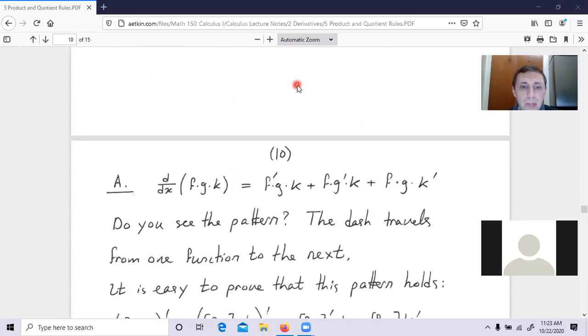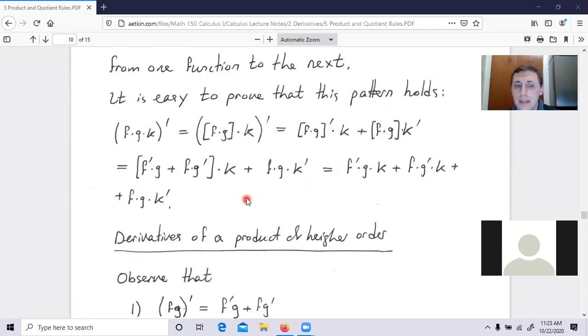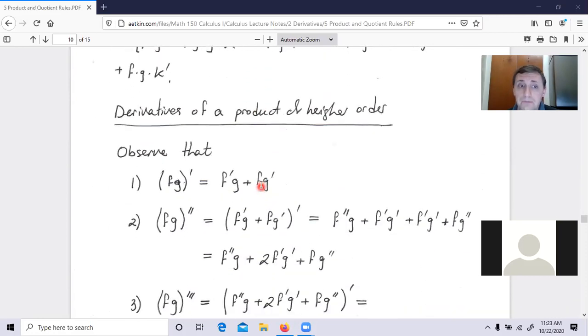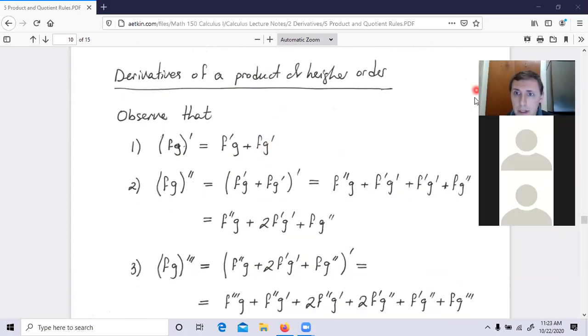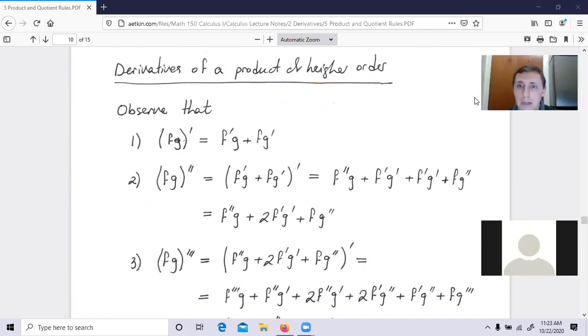Yes. And here is the formula written out. And here again, I go and establish it. You see, you always try to establish. So then we made this observation. How do I calculate higher order derivatives? And there is a very fascinating pattern. Look at it. I take the derivative once. It's f prime g plus f g prime.